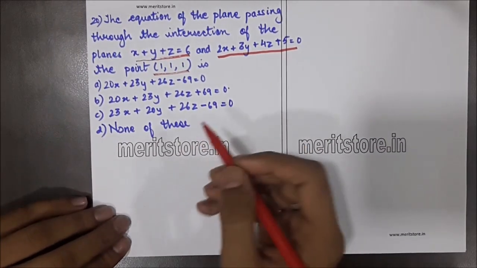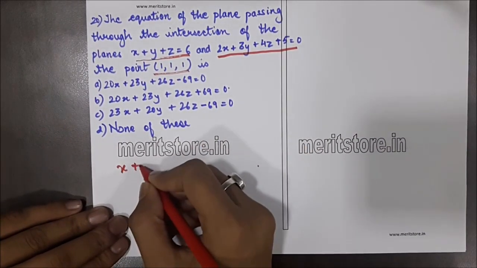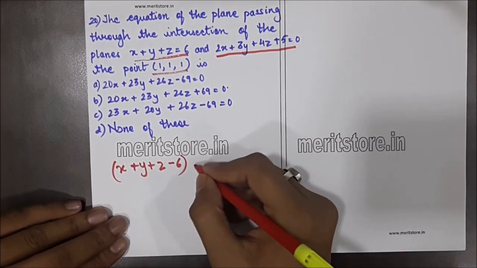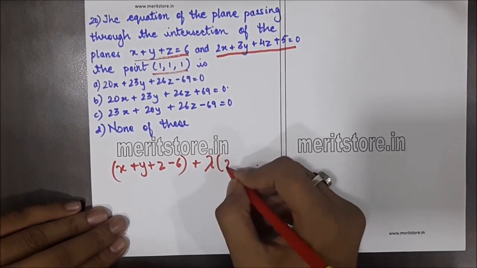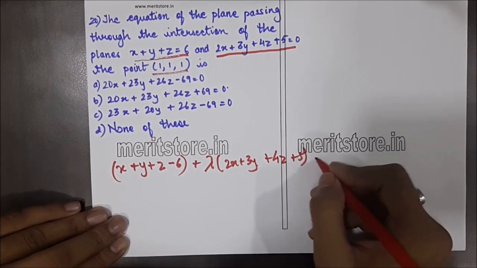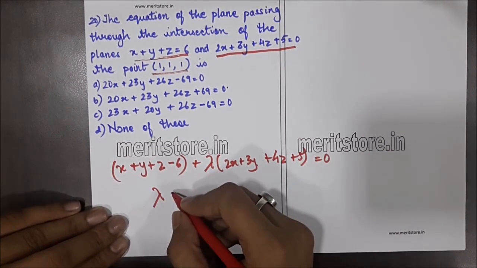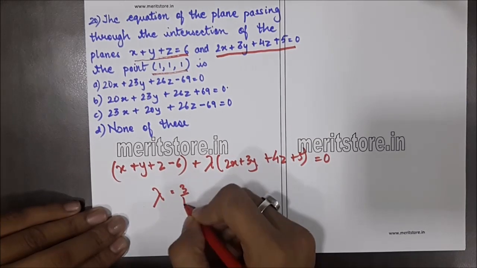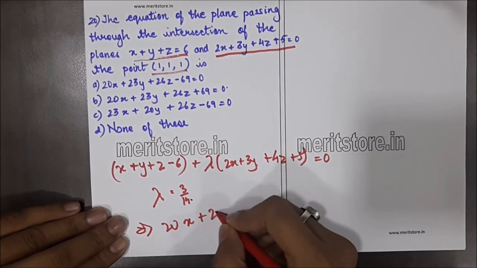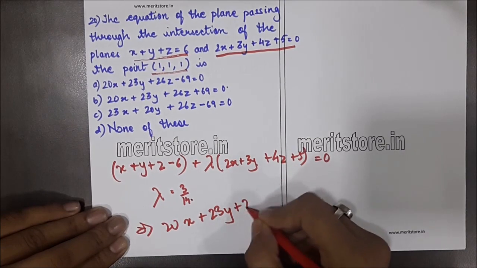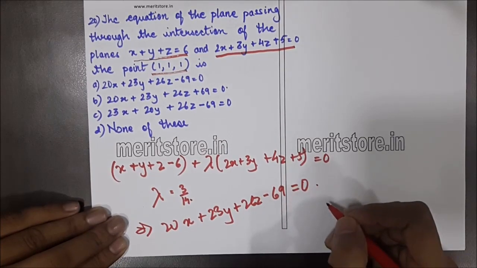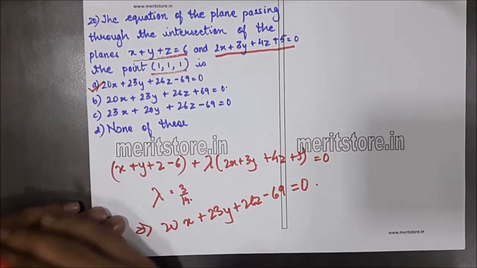So solving, we get x + y + z - 6 + lambda (2x + 3y + 4z + 5) = 0. So we get lambda as 3 by 14. So the correct answer is 20x + 23y + 26z - 69 = 0. So the correct answer is option A.